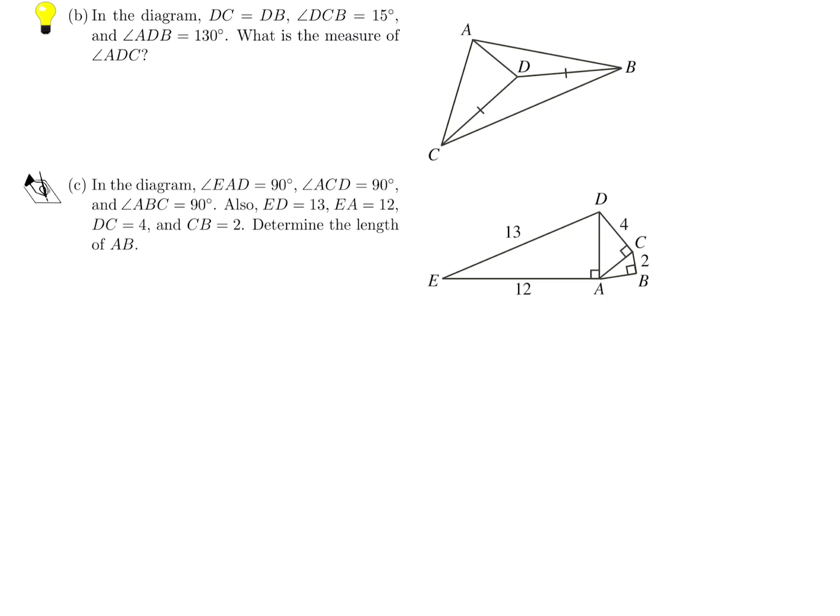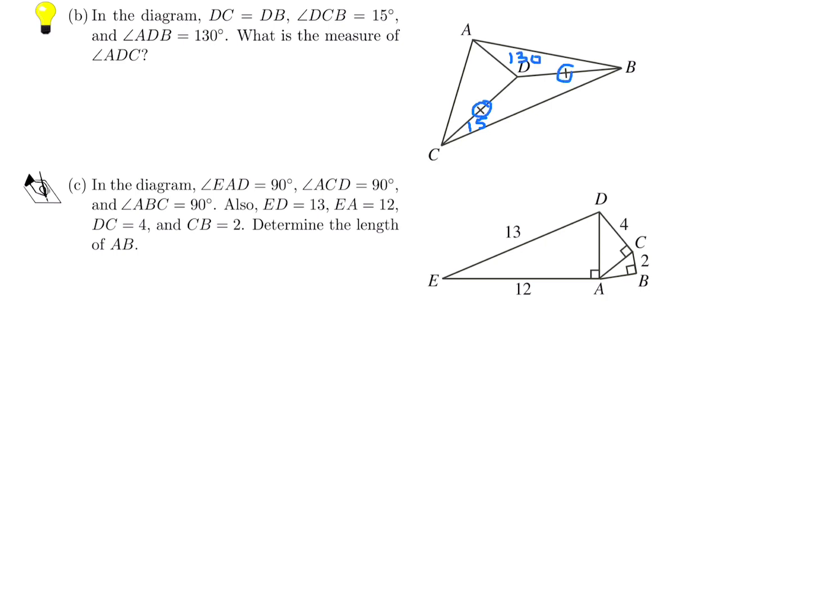In the diagram, DC is equal to DB. The angle DCB is 15 degrees, and angle ADB is 130. What is the measure of angle ADC? Well, let's first plug in the values they give us. DCB, this guy is 15, and ADB, this one, is 130.